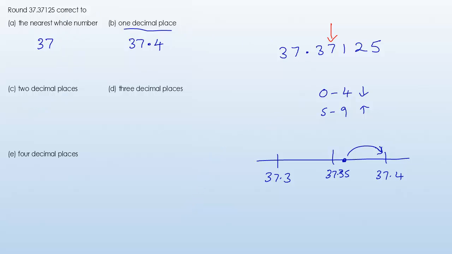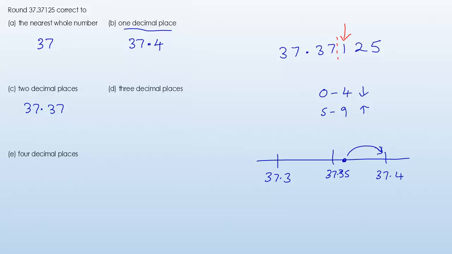Now we want two decimal places. Just think about which decimal place we need to look at. If we're going to two decimal places, we need to look at the third decimal place. It's a 1, so we round down. We're going to two decimal places, so we're going to chop it just here. And we're rounding down, so we go to 37.37.